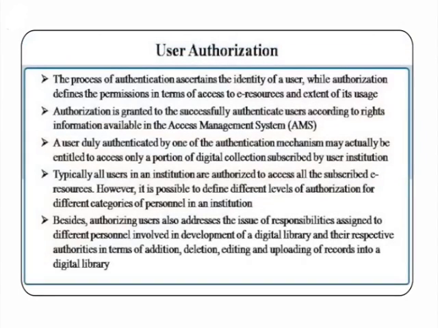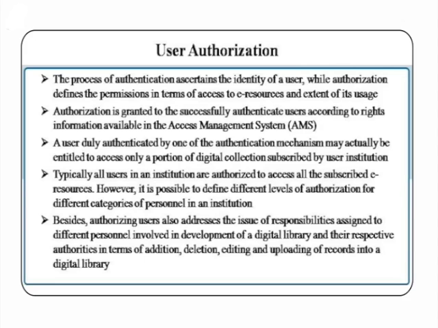So far we have talked about authentication. Now let's talk about user authorization. As we have seen, the process of authentication ascertains the identity of a user, while authorization defines the permission in terms of access to e-resources and extent of its usage. Authorization is granted to the successfully authenticated users according to rights information available in the access management system. A user duly authenticated by one of the authentication mechanisms may actually be entitled to access only a portion of the digital collection subscribed by the user's institution.